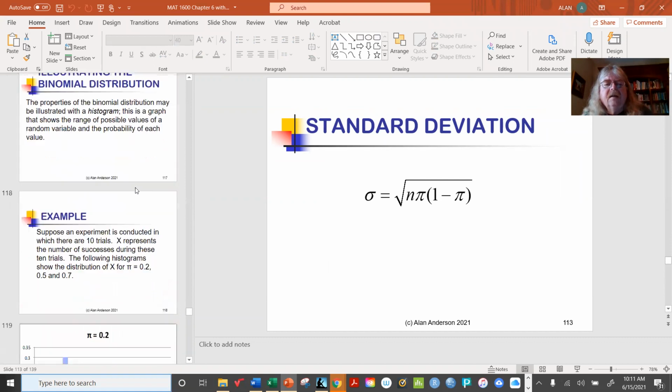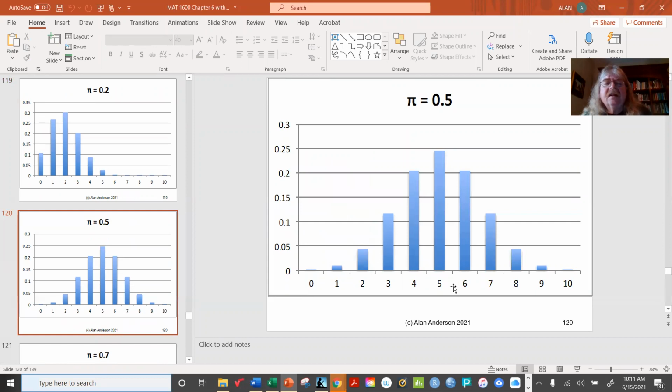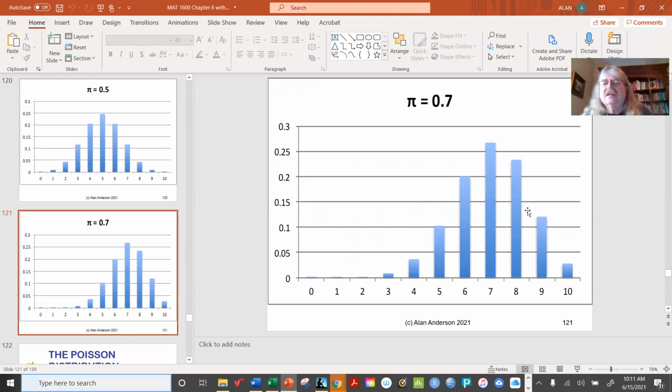Okay, so we looked at some diagrams of what the binomial distribution actually looks like under different assumptions about pi. With a low pi, most of the values are over here on the left-hand side. It looks a lot like the skewed to the right curve we had in chapter 3. When pi is a half, we have a very symmetrical looking distribution. And then finally, when pi is equal to 0.7, you can see that this looks more like the negatively skewed distribution we had in chapter 3.